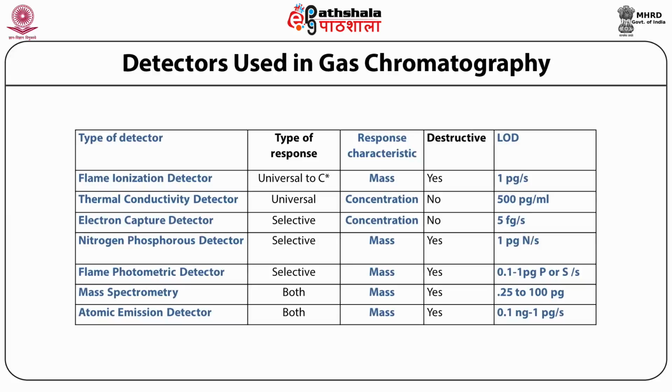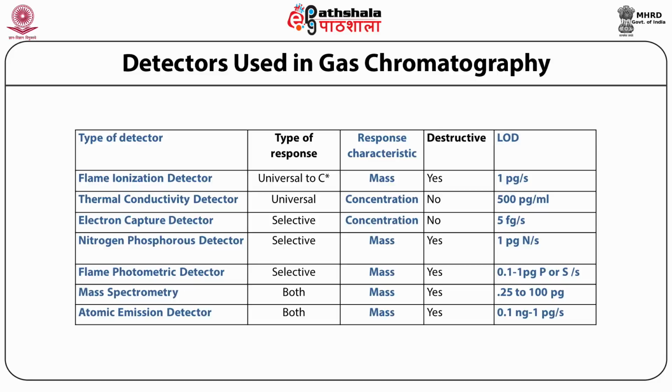These are the different types of detectors used in gas chromatography, and the chart shows you the type of detector, the type of response, whether the response is mass or concentration sensitive, whether the detector is destructive, that is, can the sample be used after it has passed through the detector or not, and the typical LODs that are characteristic of each of these detectors. So the flame ionization detector, which is the first one listed, is usually the most widely used detector in GC systems, and for this detector to be used, the sample must be combustible.